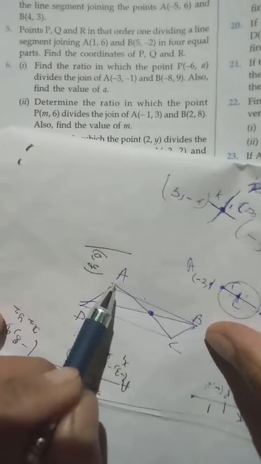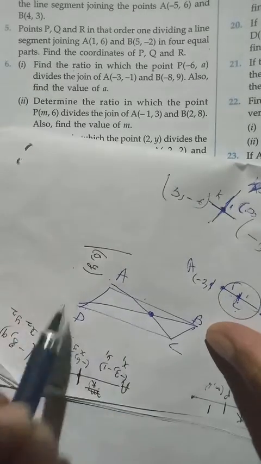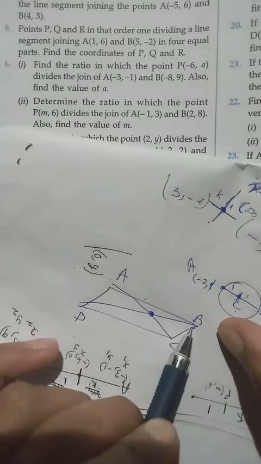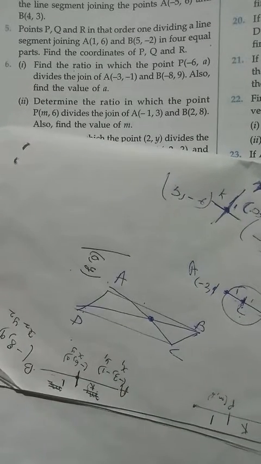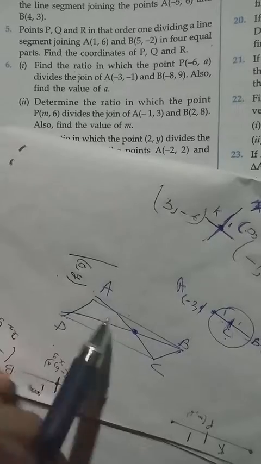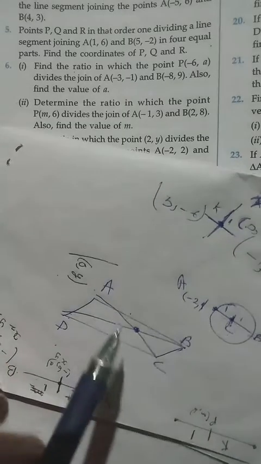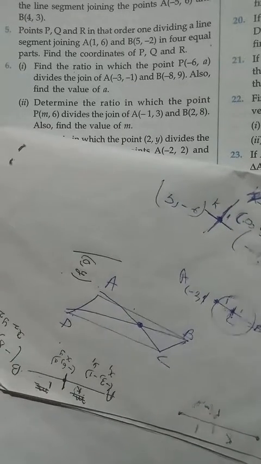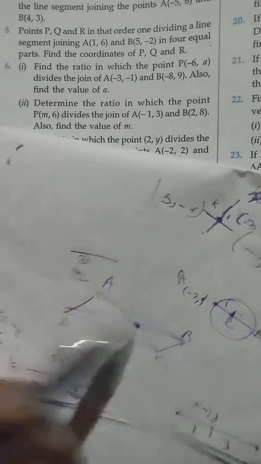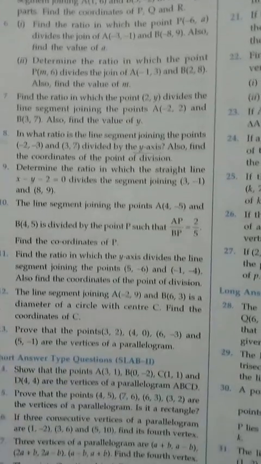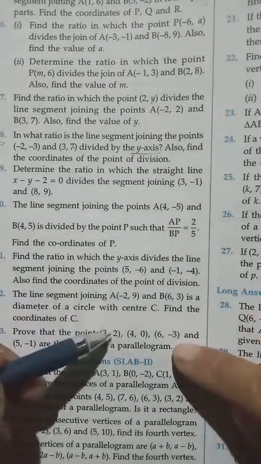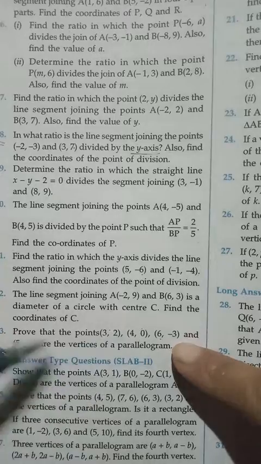So if we can prove that the midpoint of AC and the midpoint of BD are the same, it shows that they are the diagonals of the parallelogram, because diagonals of a parallelogram bisect each other. Bisect means cut into 2 equal parts. So when we have 2 equal parts, that point is known as the midpoint. So let us find the midpoint of the diagonals. It will be A and C, B and D.